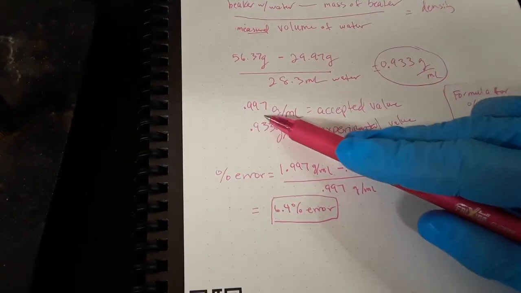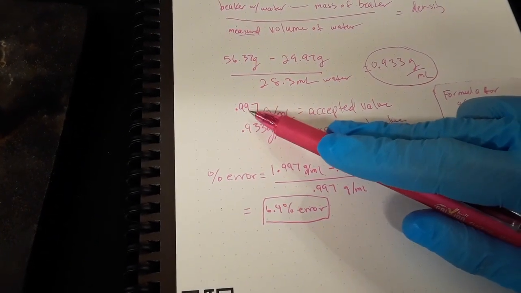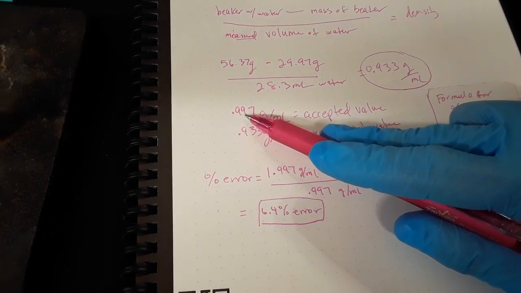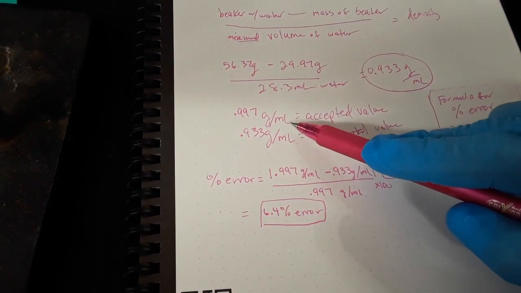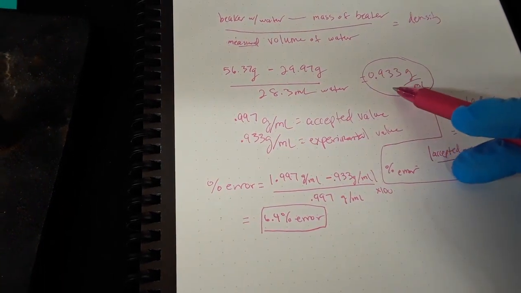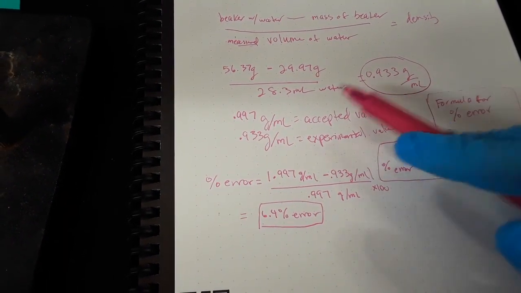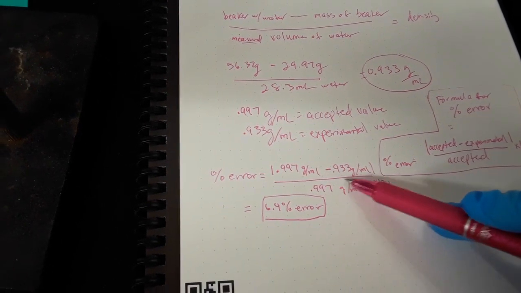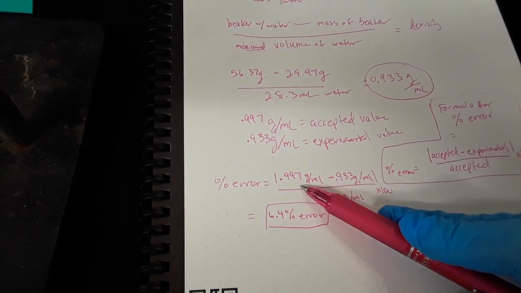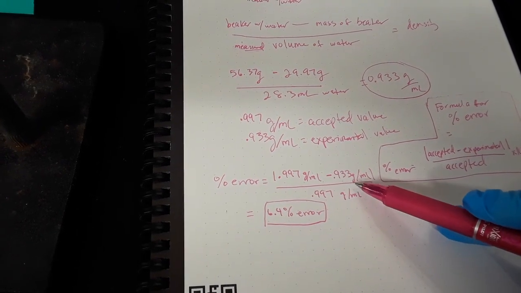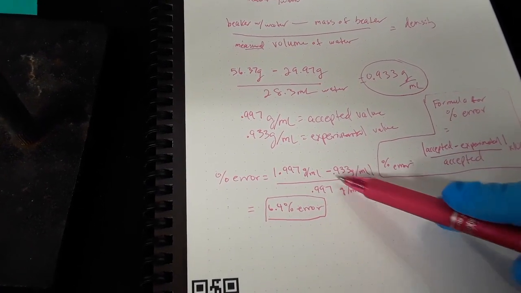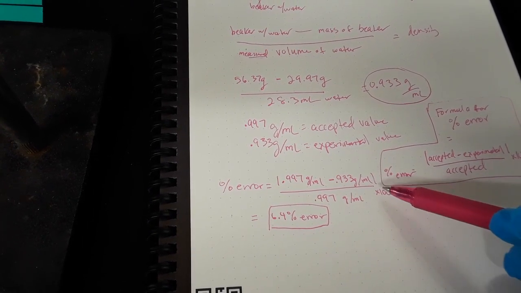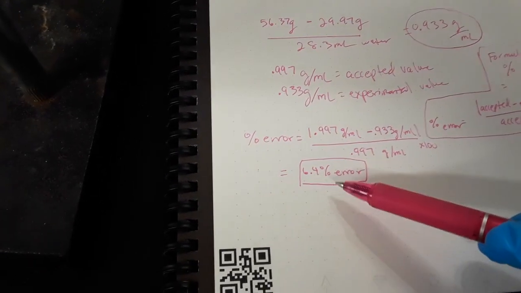So we found the literature value previously for 25 degrees Celsius water to be 0.997 grams per milliliter. And our experimental value that we calculated based on our measurements was 0.933 grams per milliliter. So if you plug those into the equation, 0.997 grams per milliliter minus 0.933 grams per milliliter over our accepted value of 0.997 grams per milliliter of water times 100 will give you a 6.4% error.